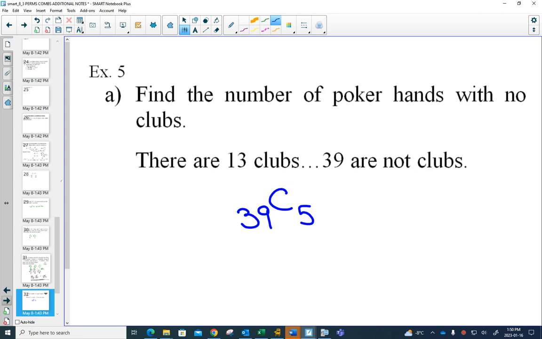Which, if we type that into our calculator, is a beautiful looking number. Check this out. Isn't that crazy?